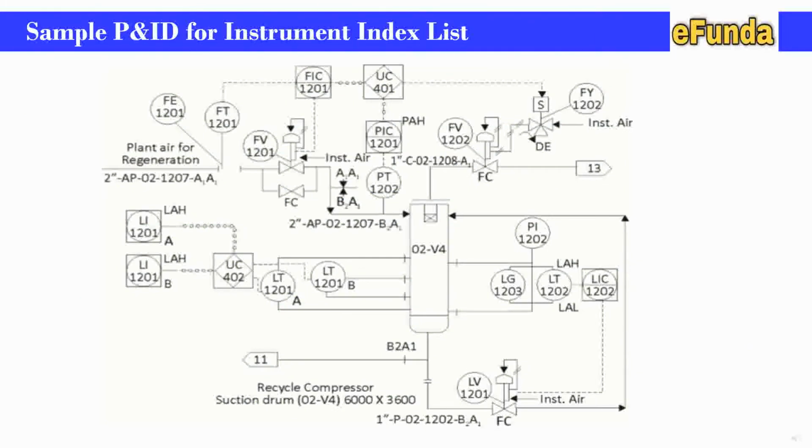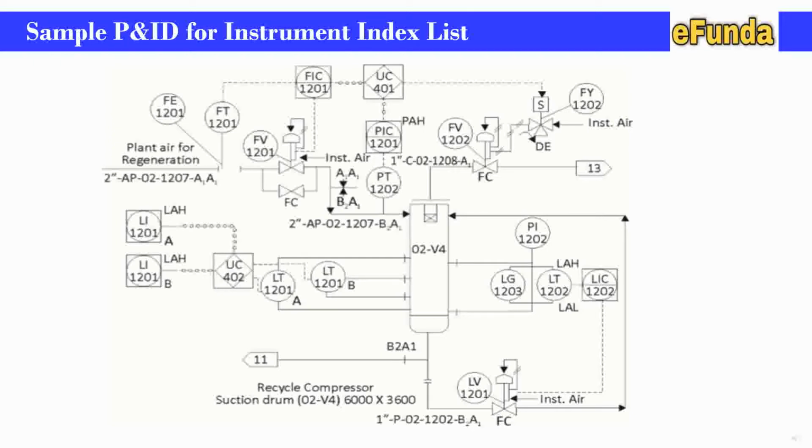Sample P&ID for instrument index list. One can refer to the P&ID below, where one vessel is shown with an inlet of plant air for regeneration, that is a flow control loop. Similarly, we have an inlet as well as the discharge of this vessel. For that, we are using the level control valve. And similarly, so as to control the inlet and outlet, we have shown a level instrument here. With the help of the level instrument, we will see what the level of the vessel is, and accordingly the discharge of the valve can be controlled.